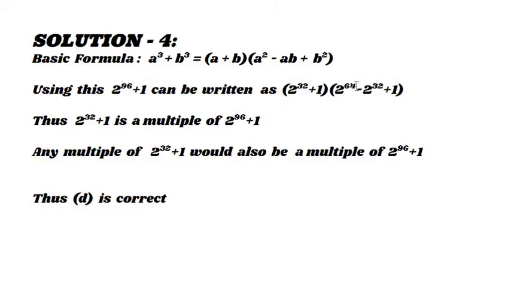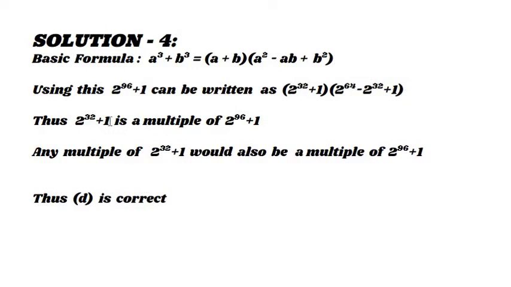Don't worry, I am explaining. Here a is taken as 2 raised to the power 32, and a cube would be 2 raised to the power 32 raised to the power 3. So here a cube is 2 raised to the power 96, a is 2 raised to the power 32, b is 1, and here a square would be 2 raised to the power 64, minus a into b, which would be 2 raised to the power 32 into 1, that is 2 raised to the power 32, plus b square, which is 1 square, that is 1.